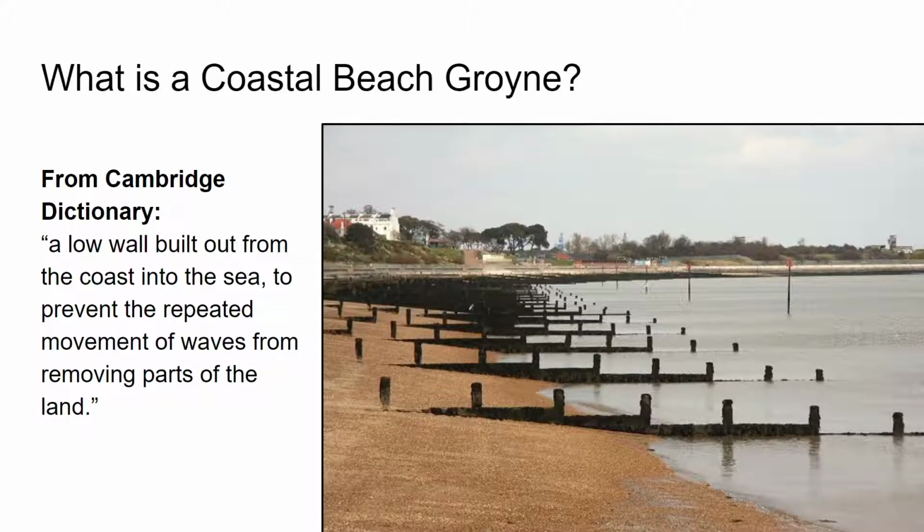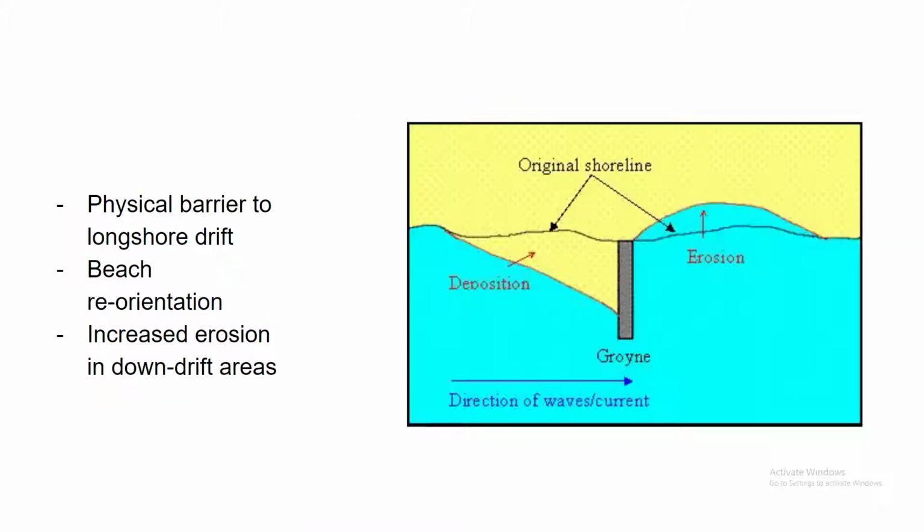Groins are built out of a simple need to slow down the ever-shifting nature of a beach. Beaches are dynamic systems and are constantly responding to the natural processes around them, such as erosion, deposition, and longshore drift. These processes all transport material in and out of beaches, making them change over time.